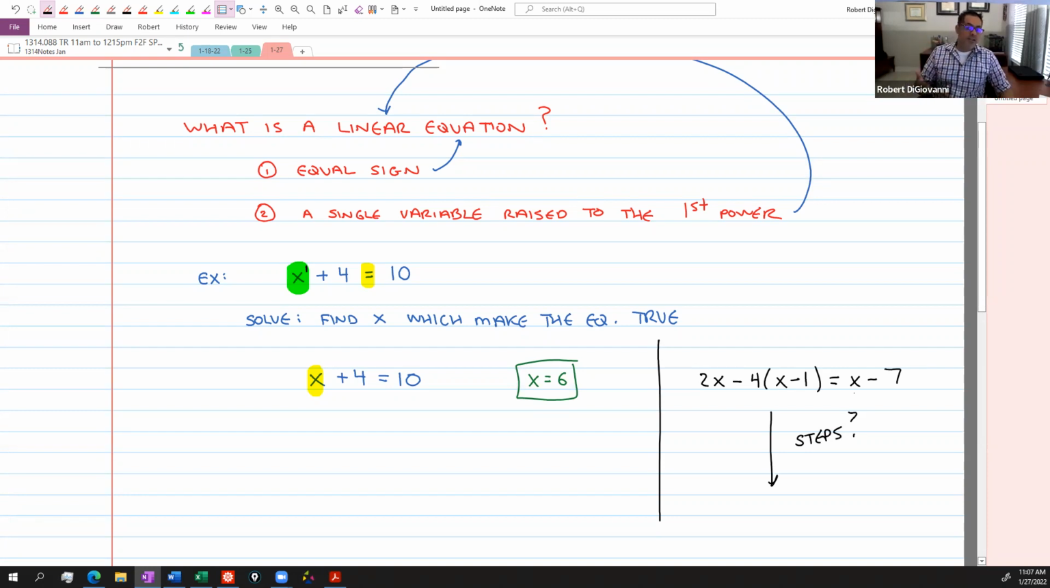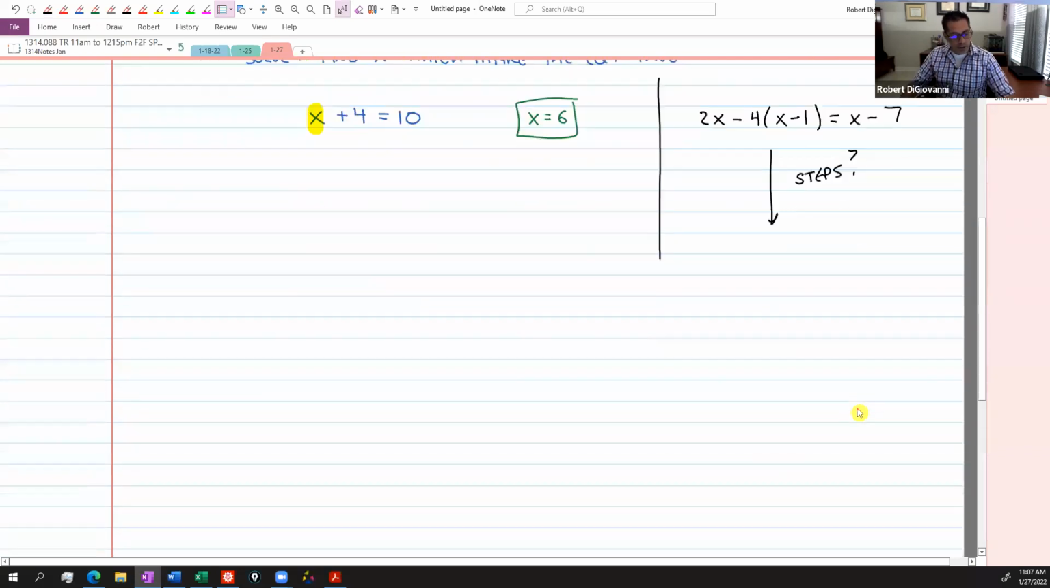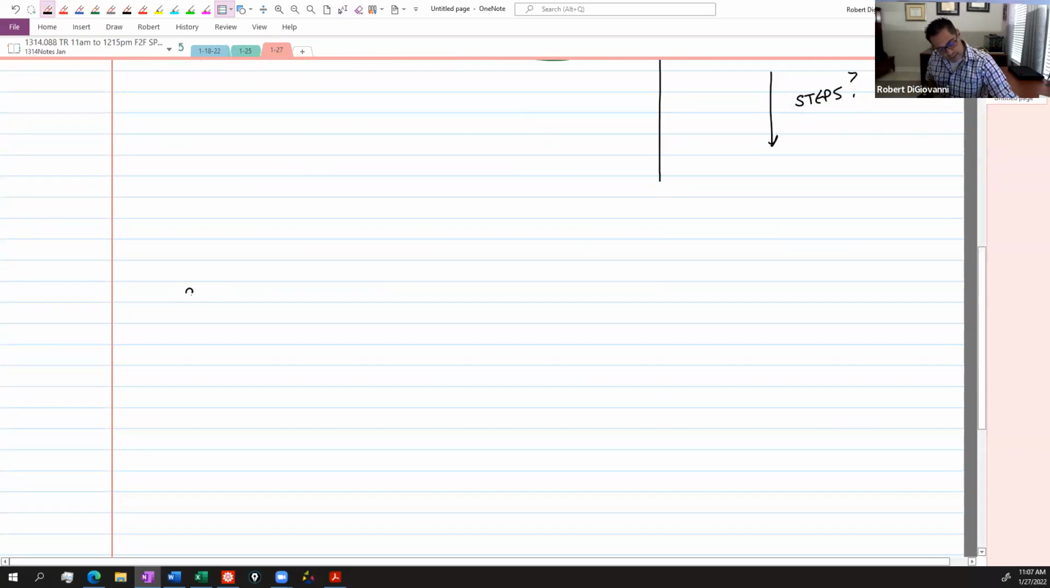So what are the steps? What's the procedure for solving a linear equation? I'm going to write all the steps out first, and then we're going to start using those steps to do examples. So here are the steps to solve a linear equation. All right, here they are.